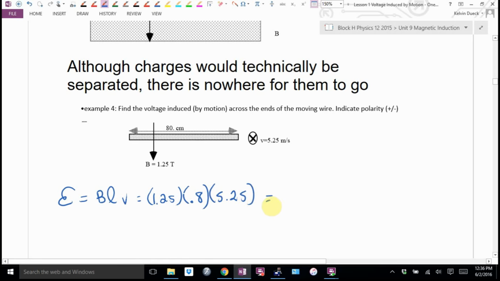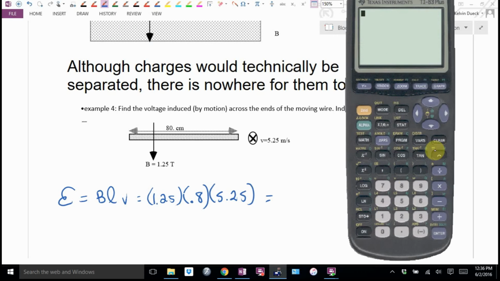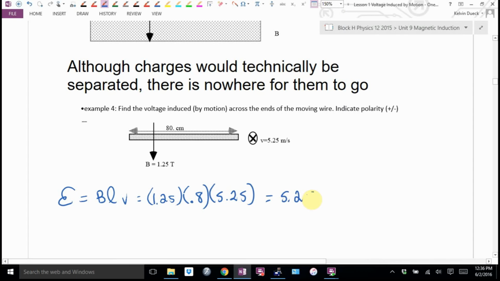So if you had this setup, now this, by the way, is a terrible setup. You're just dragging something, but this is where Faraday started. How many volts could you create? How many volts could you generate doing this? Just about a 6-volt battery. 5.25? Yes. 5.25. It's an EMF.